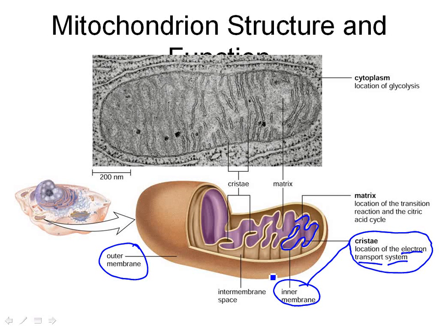You'll notice that between the outer membrane and the convoluted membrane called the cristae, you have a space, and that space is referred to as the intermembrane space. And this is where, if you remember when we talked about chemiosmosis, we're going to pump the hydrogen ions from the matrix across the cristae into the intermembrane space in order to create that electrochemical gradient across the membrane. Let's continue on.